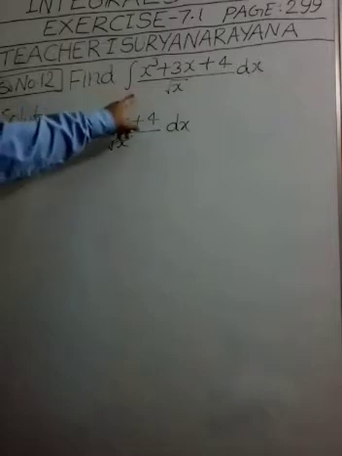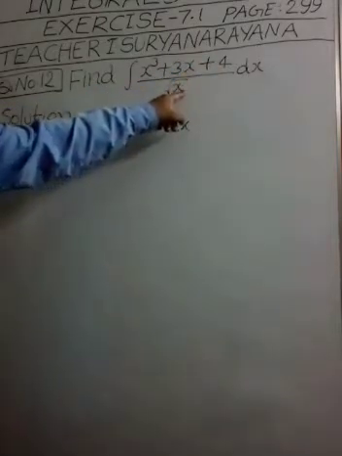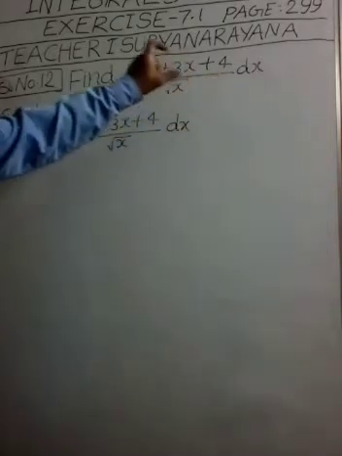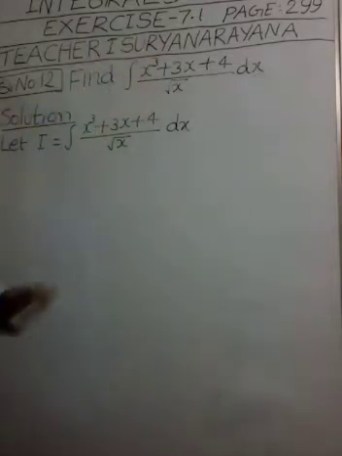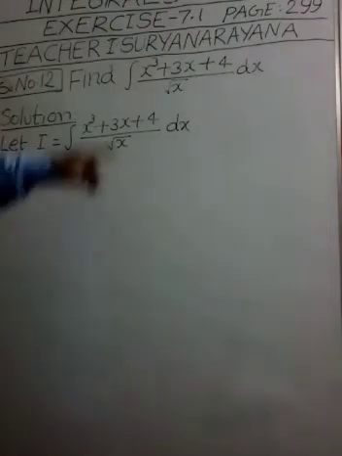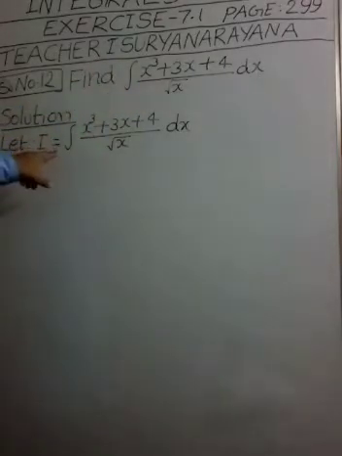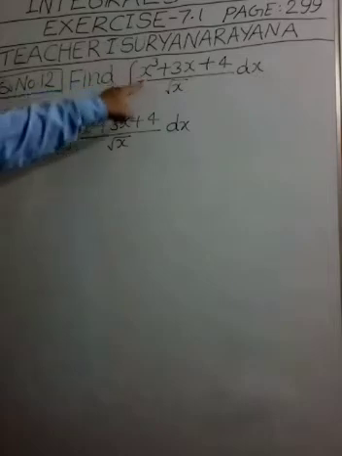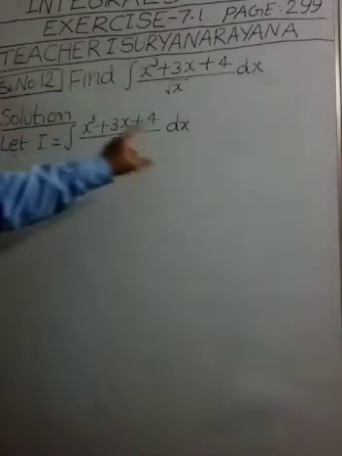Find the integral of (x cube plus 3x plus 4) whole divided by root x dx. Okay, my children, understood? We have to find the integral of this function. Now, come to the solution part. You know that the first step is we have to consider the given integral as capital letter I. So, let I is equal to integral (x cube plus 3x plus 4) whole divided by root x dx.